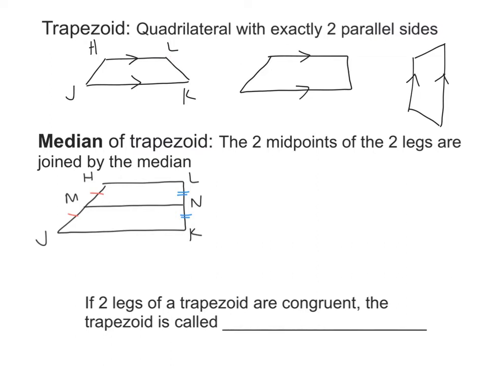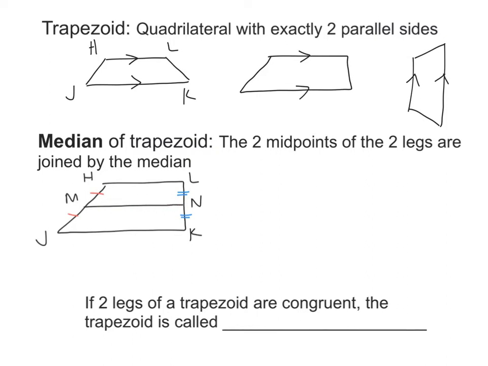The median of a trapezoid joins the midpoints of the two legs. So I have my midpoint here of M and my midpoint here of N. It separates each of these legs into two congruent pieces, and so that's connected. So here, MN is my median.